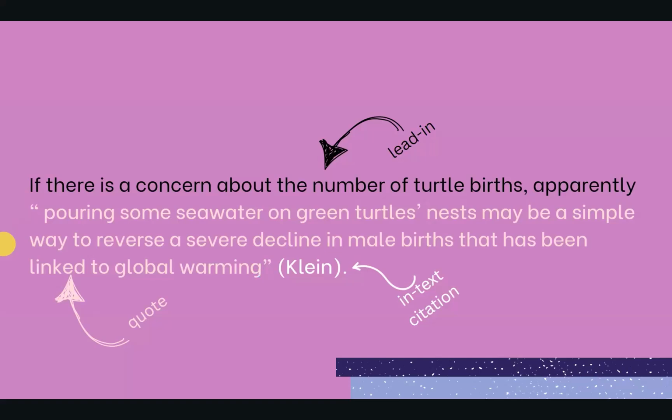The other thing we said we needed was an in-text citation. And you see it here. This is the author's last name. There's no page number because there was no page number in the article. Don't forget, if there's no page number, you don't write it. If there's no author's last name, you don't write it. If you use the author's last name as part of your lead-in, you don't write it in the in-text citation.